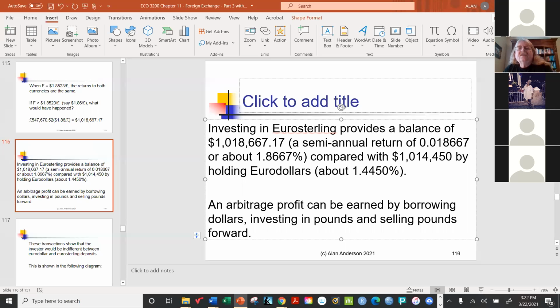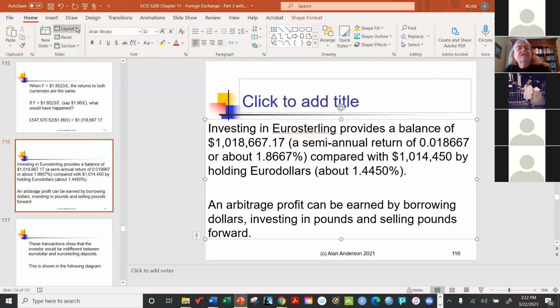So the logic behind what you're about to do is to borrow in the country with a cheaper rate of interest or where the return is lower, convert them into the higher return currency, and then make sure you get rid of any foreign exchange risk with a forward contract. That's the basic logic behind what you're about to do.